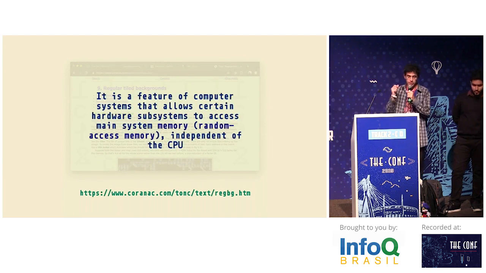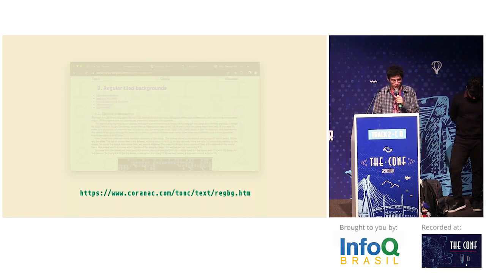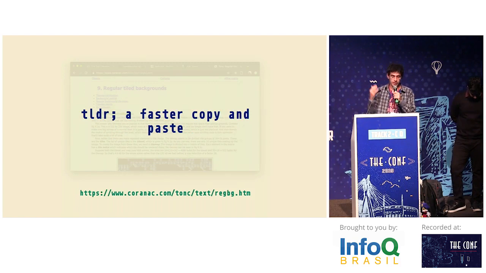Well, this is a feature of computer systems that allows certain hardware to access main system memory, regardless of the CPU. In other words, it provides a way to copy and paste faster. It makes sense because the video RAM is too small to store the entire tile map. Then it's necessary to store the entire tile map on another region and send a part of it to video RAM.